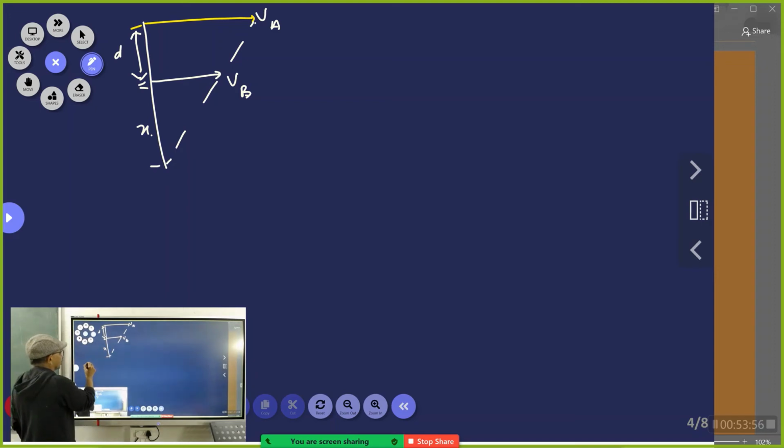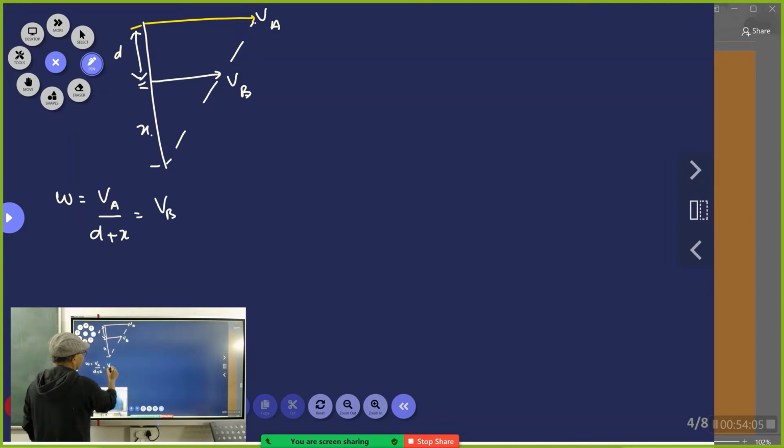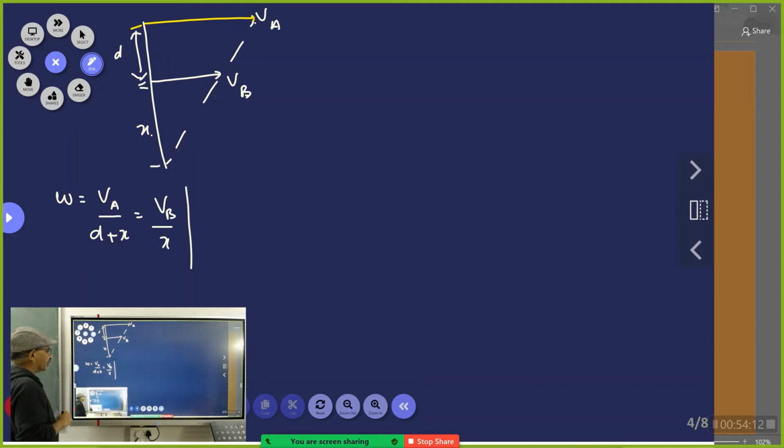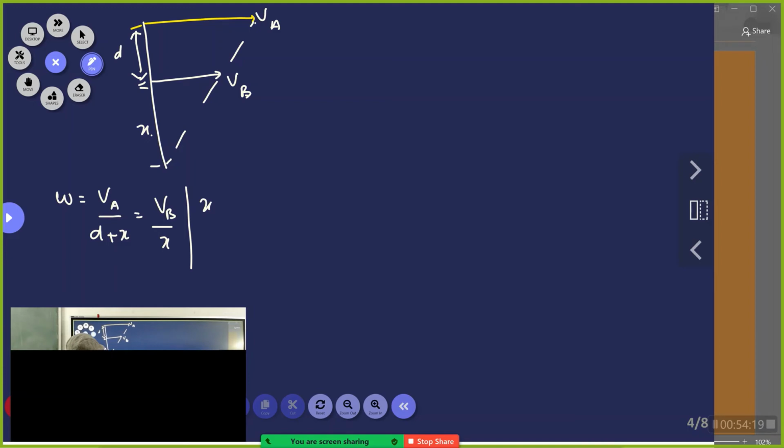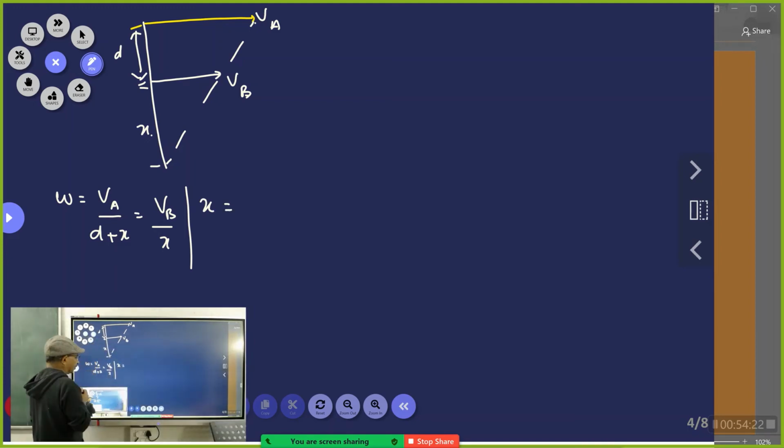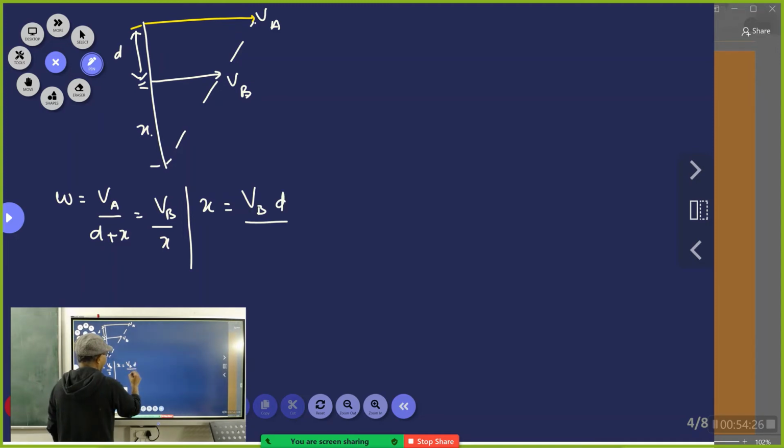Okay, so we know again here what is common: omega. So VA upon D plus X is equal to VB upon X. You have to solve it for X. VA times X is equal to VB times D minus ... X is equal to VBD divided by VB minus VA.